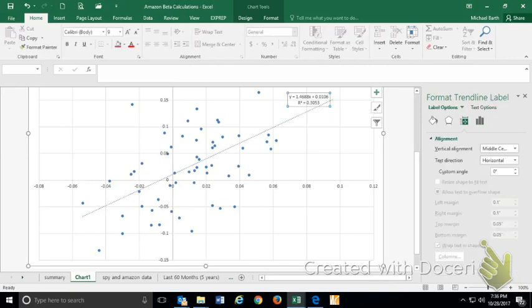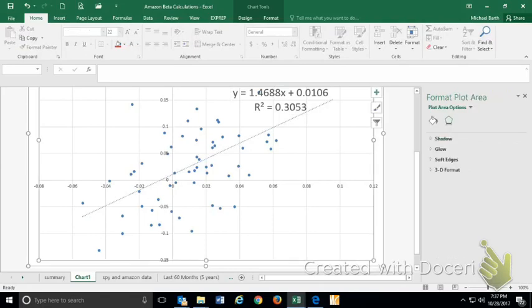and asked it for an equation, this line through these data points, which is the line of best fit, can be represented by this equation. The value of y is equal to 1.4688x plus 0.0106. The 0.0106 is the point that it intersects the vertical axis when x is 0.